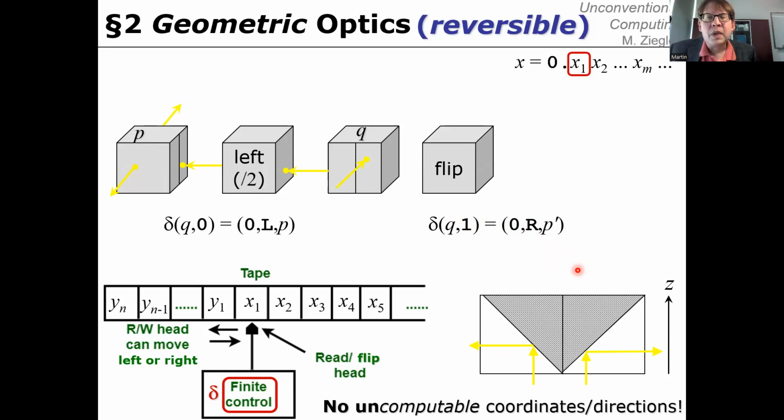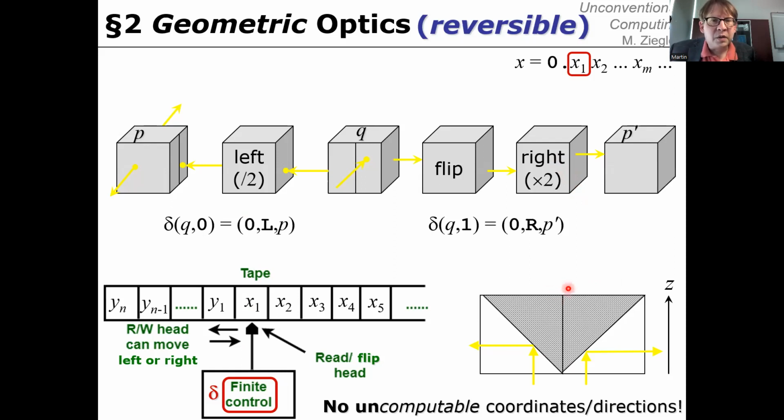Remember, that's our parabolic mirror pair. No, that's our two 45-degree mirrors that we had before. And followed then by a gate corresponding to move to the right. That means multiplying the x-coordinate by 2. And then proceeding to the next branch gate, to the next test.